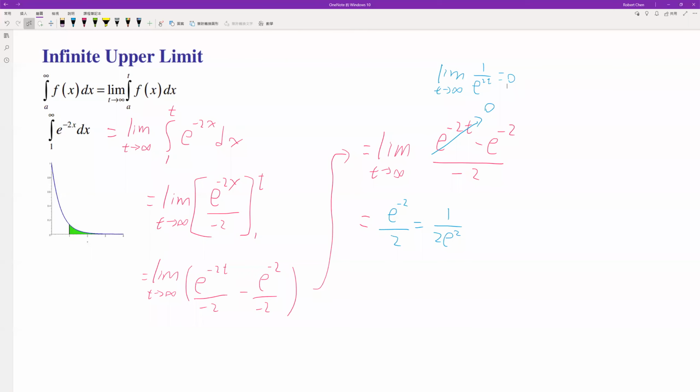All right. So the idea is you want to rewrite the infinite bounds, either the upper or the lower one, with another variable, and take that variable to either positive infinity or negative infinity.